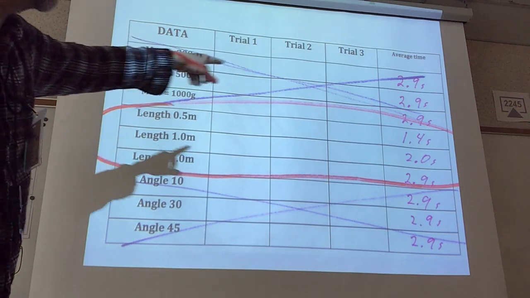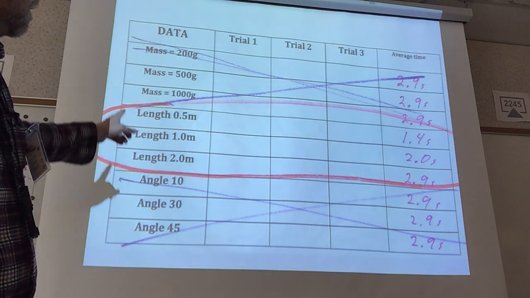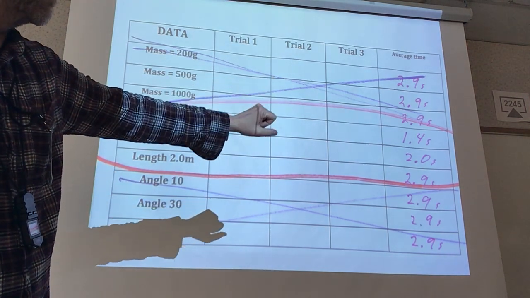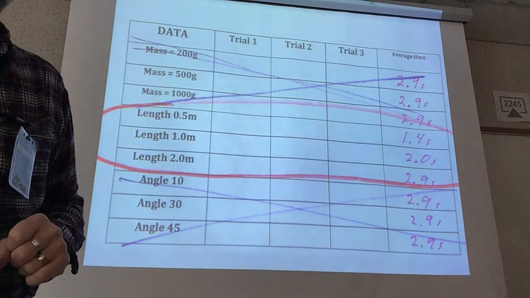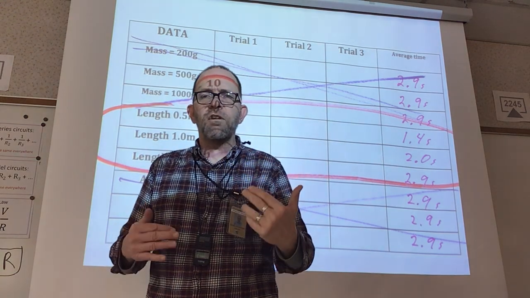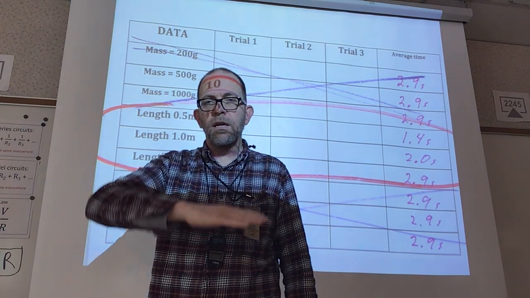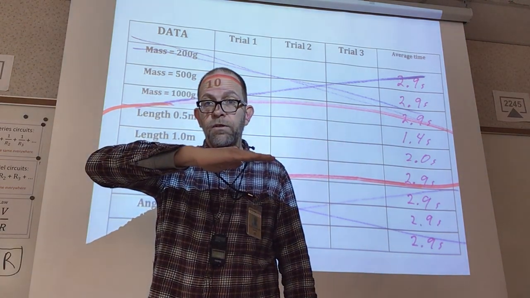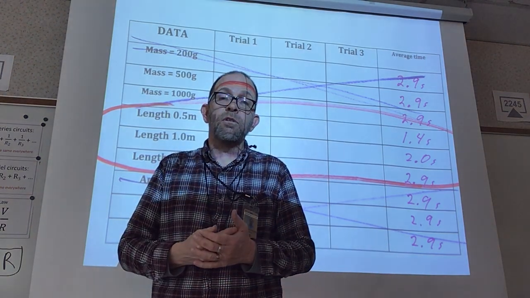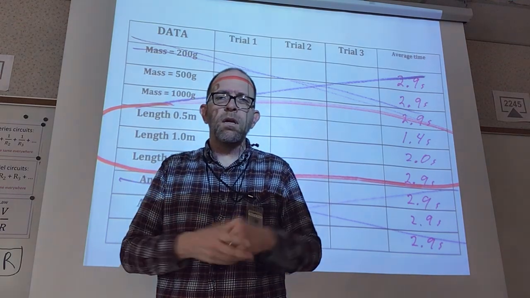For all three masses, it was 2.9 seconds. For all three angles, it was 2.9 seconds. For length, the half meter was 1.4 seconds, the 1 meter was 2 seconds, and the 2 meters was 2.9 seconds. So there's only going to be 3 data points on each of your graphs. Draw your best fit line, but you're going to see that the 2 that had no effect are going to be a zero sloped best fit line because mass and angle have no effect. But go ahead and answer those questions on there and get that lab submitted, and we'll do some stuff.